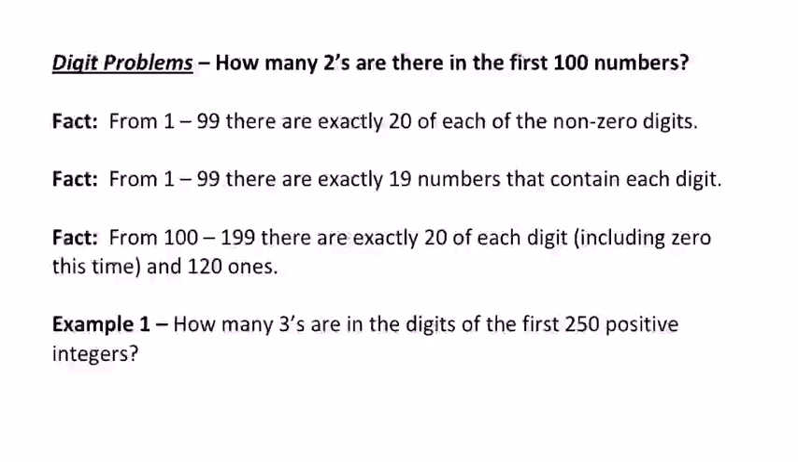A classic problem of math competitions and any kind of problem-solving situation is looking at the number of times a certain digit appears in a list of numbers. A couple important facts that I think all students should just go ahead and have memorized. The first one is from 1 to 99, there are exactly 20 of each of the non-zero digits.